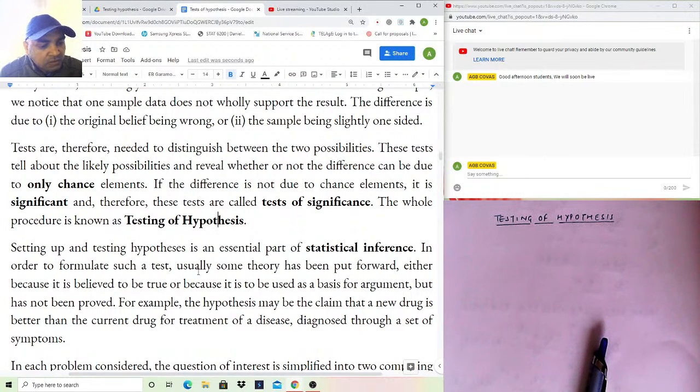Okay. Either because it is believed to be true or because it is used as a basis for argument but has not been proved. For example, the hypothesis may be the claim that a new drug is better than the current drug for treatment of a disease diagnosed through a set of symptoms. So we may argue that the new drug we are getting is better than the previous one. Then we have to test it. Only then can we say with affirmation, yes, rightly said, that this is having significantly better outcomes as compared to the drug which we were using earlier.